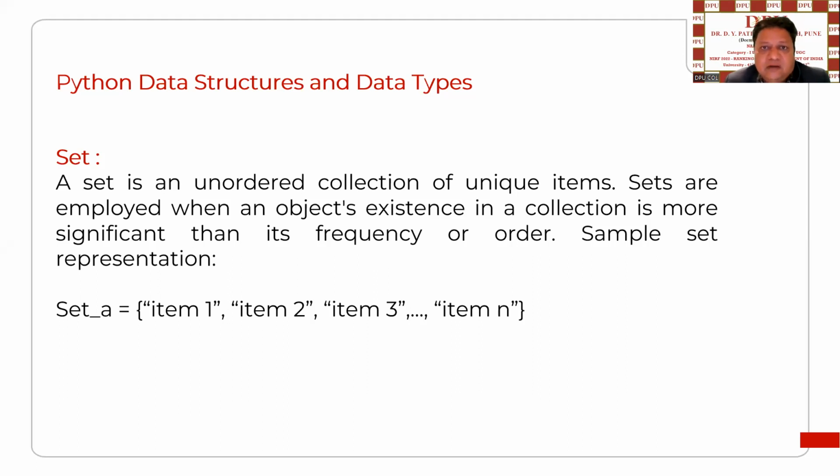But in the working of the set and list, there are two differences. One, list is an ordered collection, whereas set is an unordered collection. Set will not maintain the order, list will maintain the order. List will accept the duplicate values, set will not accept the duplicate value. So that is the difference between a set and a list.